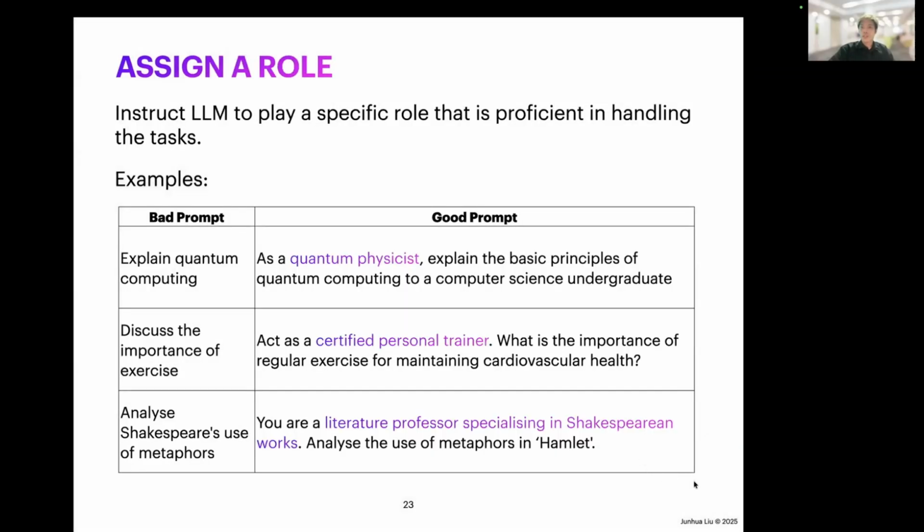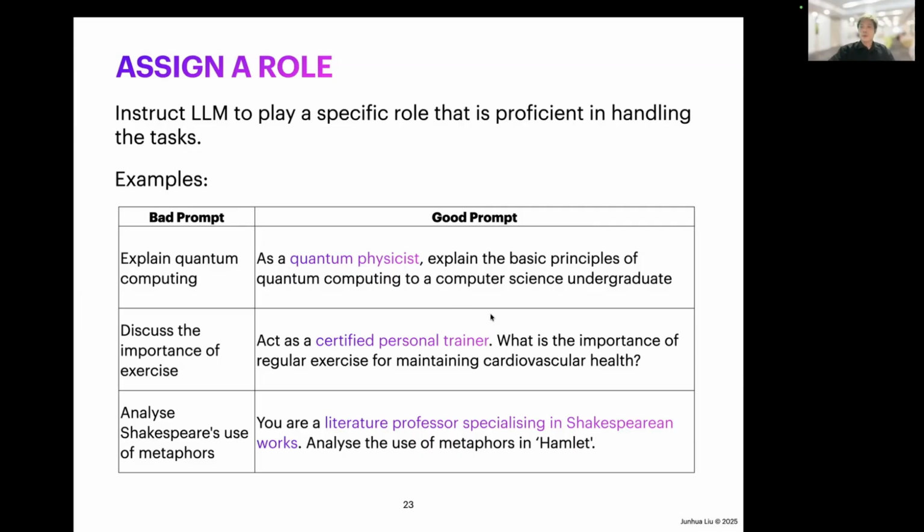The next one is to assign a role. If we want the LLM to answer some specific questions in a certain domain, we can ask the LLM to role play an expert in the domain. For instance, if you want to ask the LLM to answer some quantum computing questions, we can ask the LLM to role play a quantum physicist.